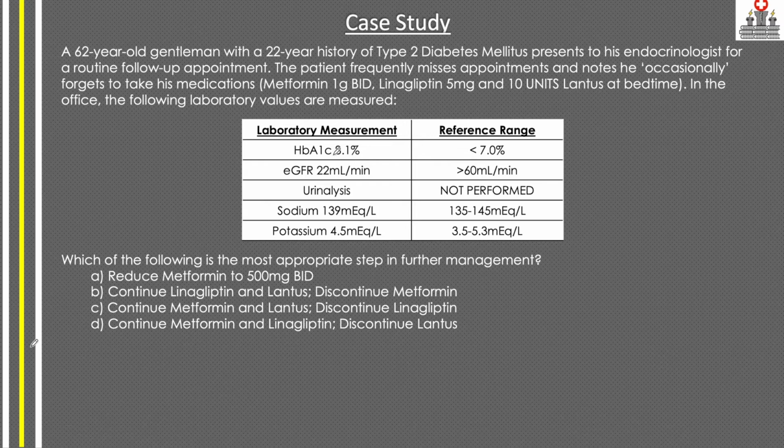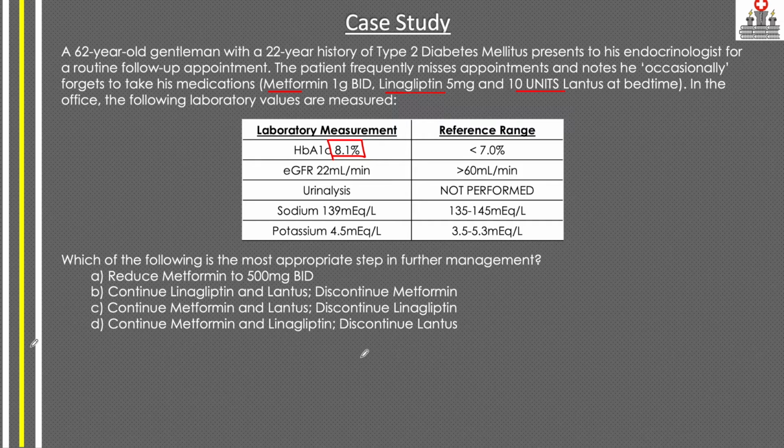The patient has a high A1C despite being treated with 3 medications. What is the best line of treatment? Do we reduce the metformin? Do we discontinue the metformin but continue everything else? Do we discontinue the linagliptin and continue everything else? Or do we stop the insulin and continue everything else?